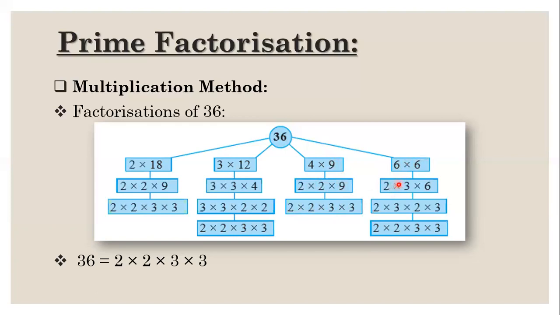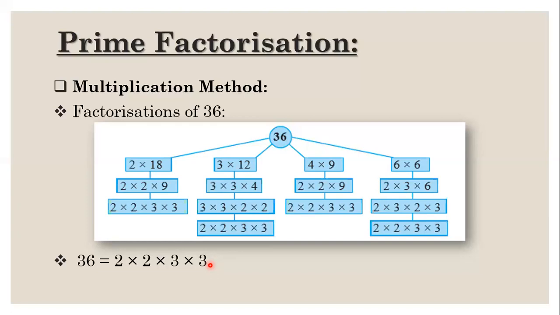6 can be written as 2 into 3. Same way, the second 6 also we will split as 2 into 3. And we are getting the prime factors 2 into 2 into 3 into 3. That means we will take 36 as the product of any two factors. The last prime factors will remain the same. That means 36 can be prime factorized as 2 into 2 into 3 into 3. This method of splitting a number into its prime factors is called prime factorization.